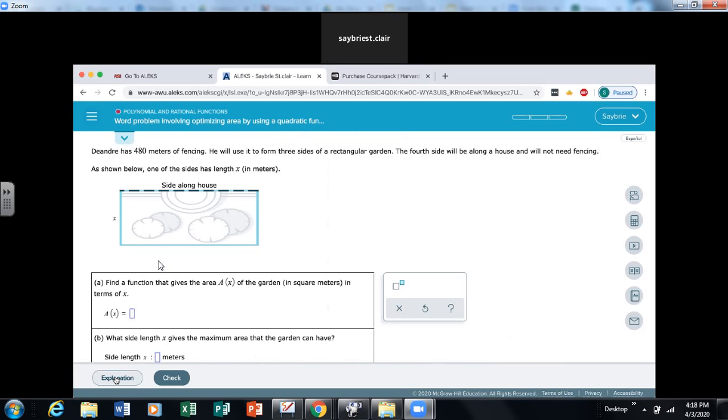So 2 of those x's give me 2x plus y. To solve that, take away 2x on both sides, giving me y equals negative 2x plus 480. When I substitute that into the y for the second equation representing area and distribute that x, I get negative 2x squared plus 480x.